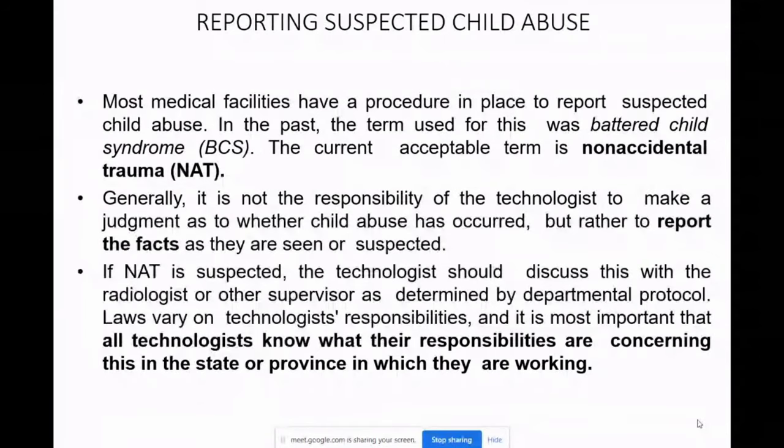If non-accidental trauma is suspected, the technologist should discuss it with their radiologist or other supervisors as determined by the departmental protocol. Laws vary on technologist responsibility, so it is most important that all technologists know their responsibility and concerns in the state or province in which they are working.